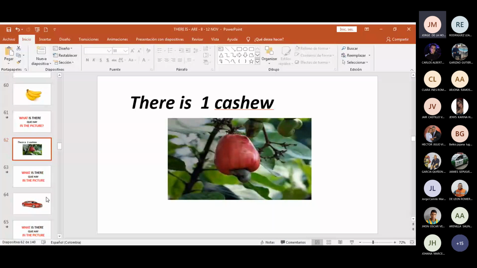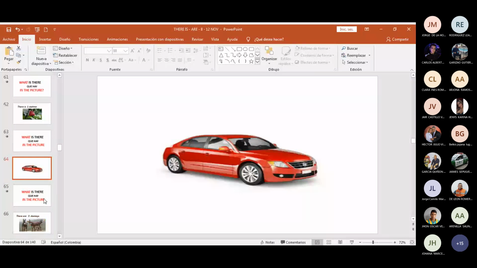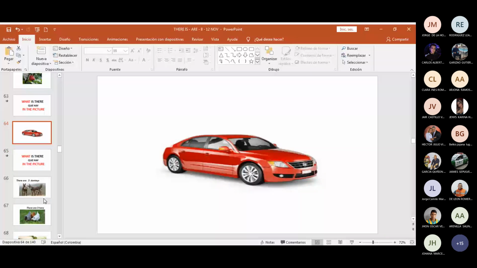Student, what is there in the picture? Car. No, complete it: there is... There is a car. There is or there are? There is a car, or there is one car. There is a car or there is one car.